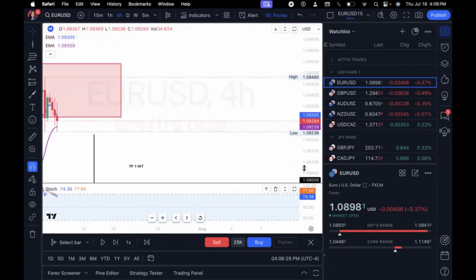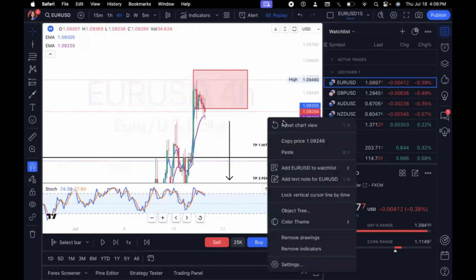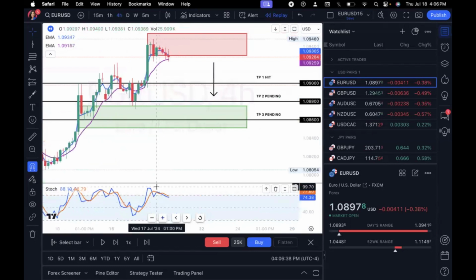This is the 4-hour chart, so each and every one of these candles was 4 hours. The market was staying in the same range, so to me, I knew something big was going to happen. And being that there was resistance at the top, I was looking for sell opportunities.